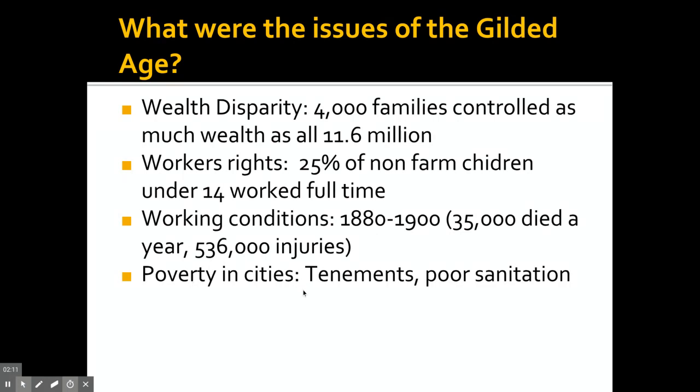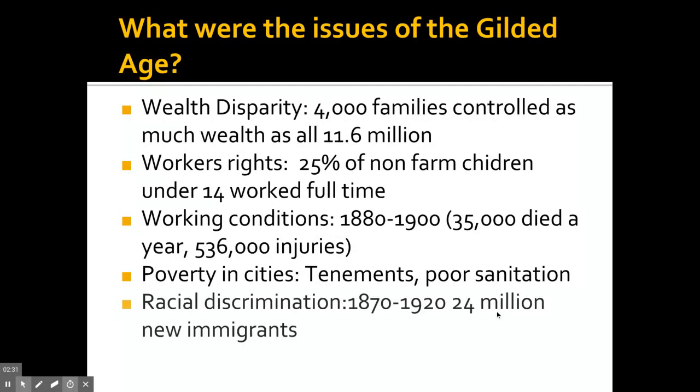Poverty in cities was an issue. Tenement buildings, which you'll learn a little bit more about in this unit, and poor sanitation. These are very cheap apartment buildings that are overcrowded and dangerous. And just the idea that cities were growing at such a rate that authorities really couldn't keep them clean, and sanitation becomes a problem, and the spread of disease becomes a problem as a result.